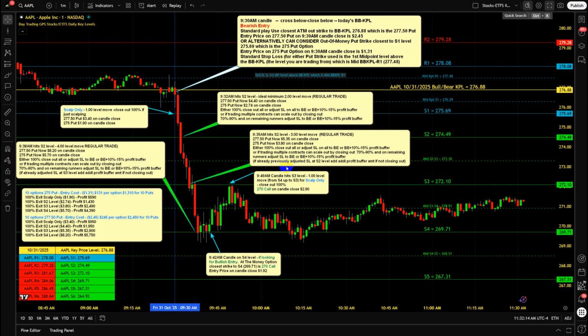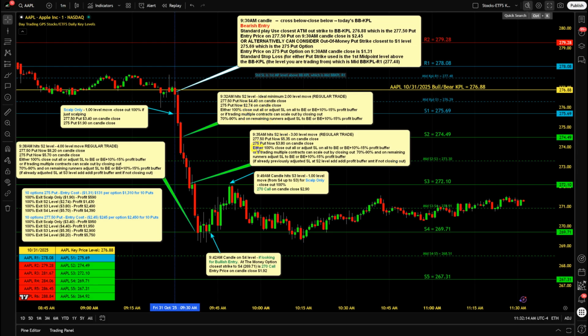Now, the difference here in this note is that if you've already previously adjusted your stop loss at the previous level, then add additional profit buffer amount if not closing out. So that means whatever you've got left, whether it's runners, or you still have all of them, if you already adjusted a stop loss on this one, you add more profit buffer every time it moves another increment ratcheted down in your favor. So it's level to level trade management.